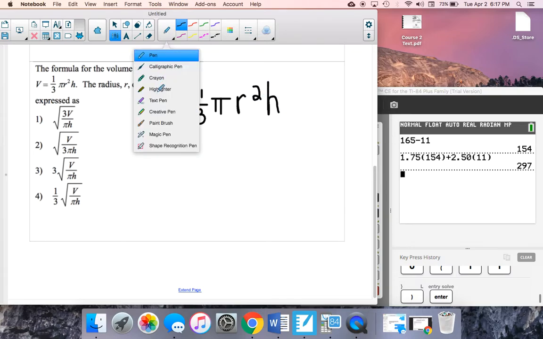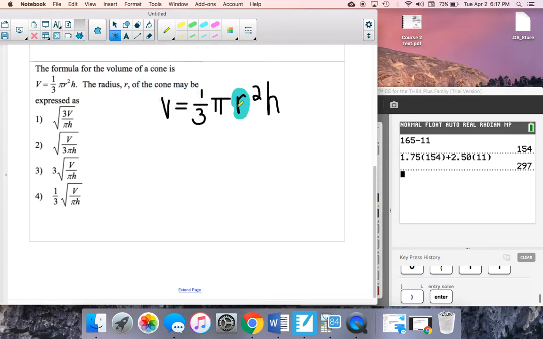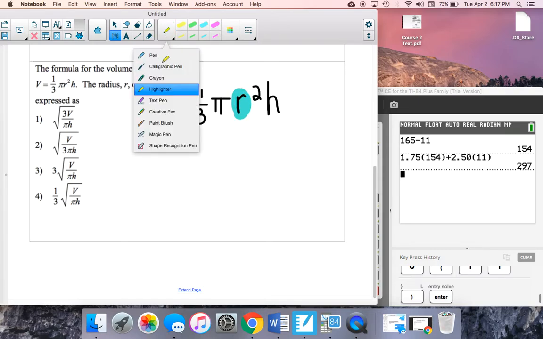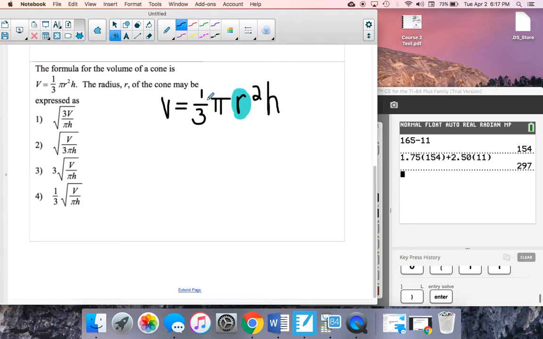And we talked about in class how you want to get rid of the things that are furthest away first. The thing that is furthest away from your r right now is our 1/3. To undo 1/3, you want to multiply by 3 on both sides. So times 3, times 3. Your 1/3 and your 3 cancel out. So I get 3V is now equal to pi r squared h.